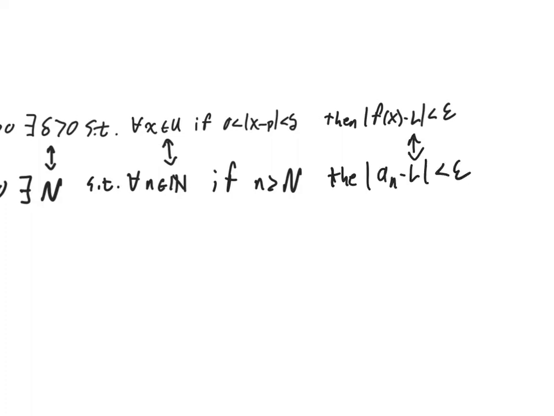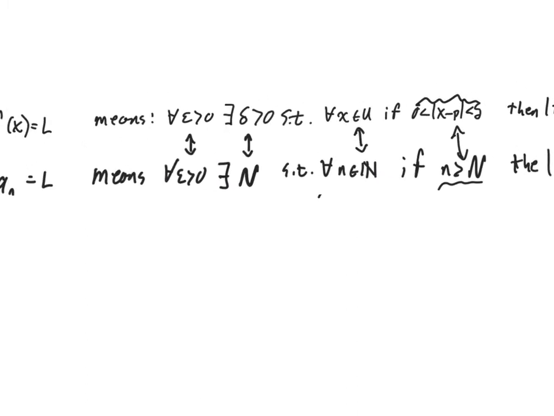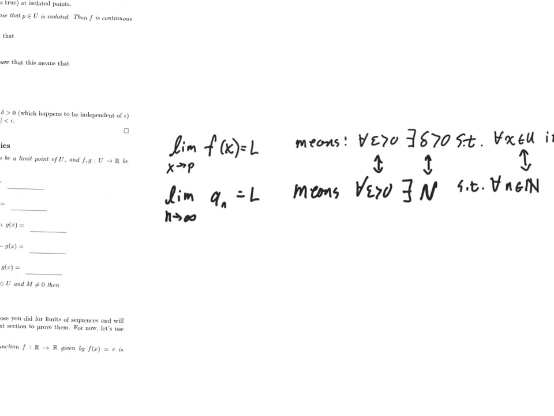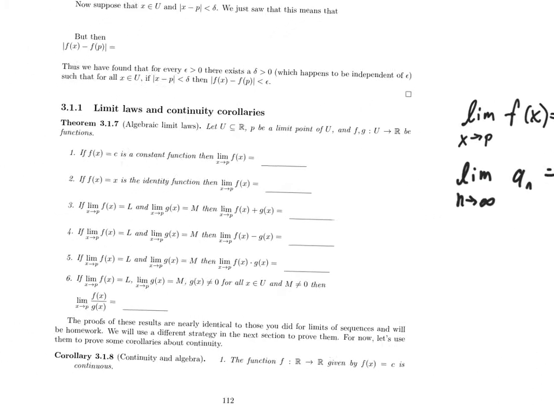So again, we see basically the exact same thing, and these two kind of correspond too. Little n bigger than big N is somehow saying that little n is close to infinity, whereas this is literally saying x is close to p. The two ideas are so very similar, it's not surprising that they should have similar properties. So let's just state them.